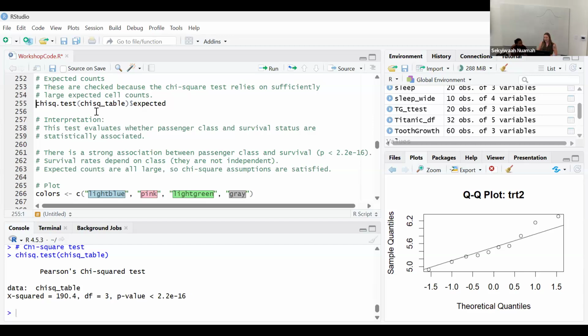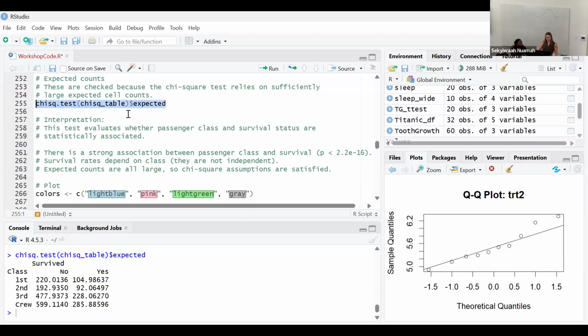But one thing to note when doing chi-square tests is you have to have a sufficiently large sample size. That's what this line of code does here. It just checks that. And all the numbers are large, so that tells us we're good to go.